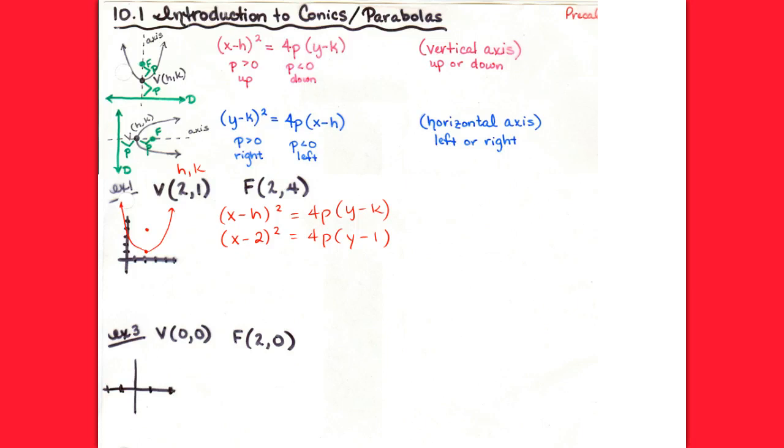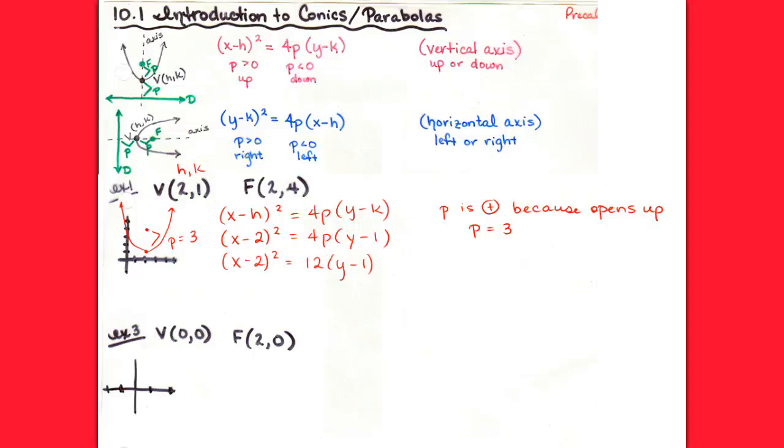How do I find P? Count, yeah. Is the distance between what two things that we know? The vertex and the focus. Yes, the vertex and the focus. So if I find the distance between (2, 1) and (2, 4), that'll be my P value. So that distance is going to be 3. And because this opened up, I know that it has to be a +3. If it had opened down, it would have been a -3.